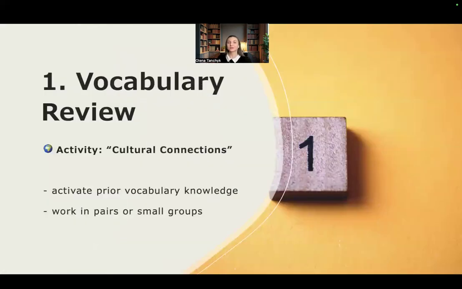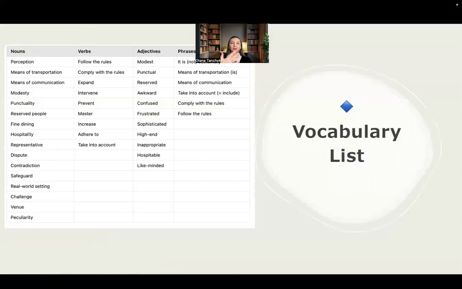Our next activity will be vocabulary review. So my first activity is cultural connections. The goals that I will set for students will be to activate prior vocabulary knowledge and work in pairs and in small groups. So I will introduce the list of vocabulary. Actually, I will not introduce it for the first time because they are supposed to know these words. They are from our module, and I will explain to students that we are going to practice those words. Okay, so this is their vocabulary list broken into categories.